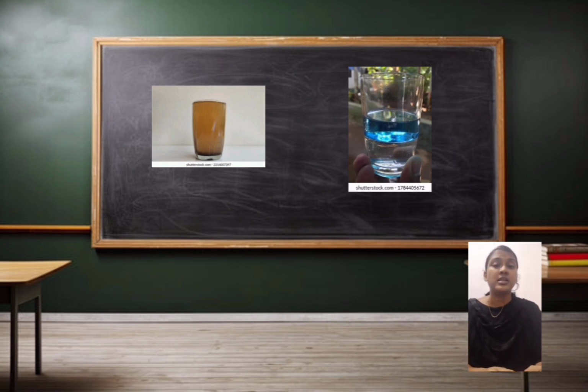Another example for heterogeneous mixture is a mixture of water and kerosene. We can see the composition of component particles is not the same. Also we can see that distinction, that is, the particles can be separated. Also we can see those particles with naked eyes. So when we consider classification of mixture, there are two types, heterogeneous mixture as well as homogeneous mixture.